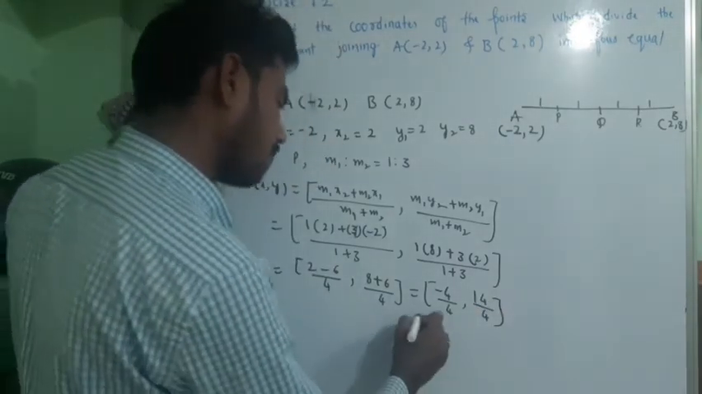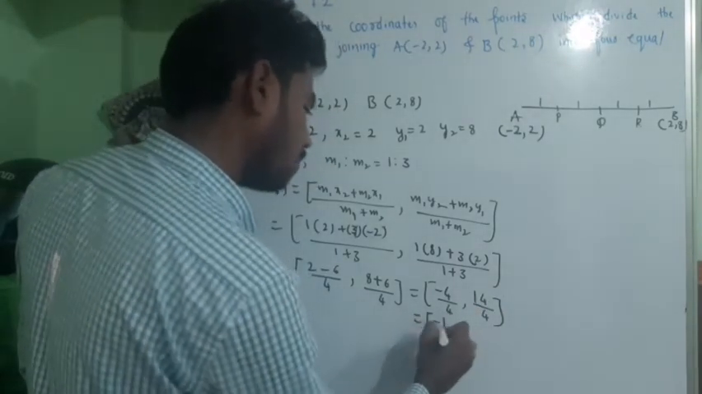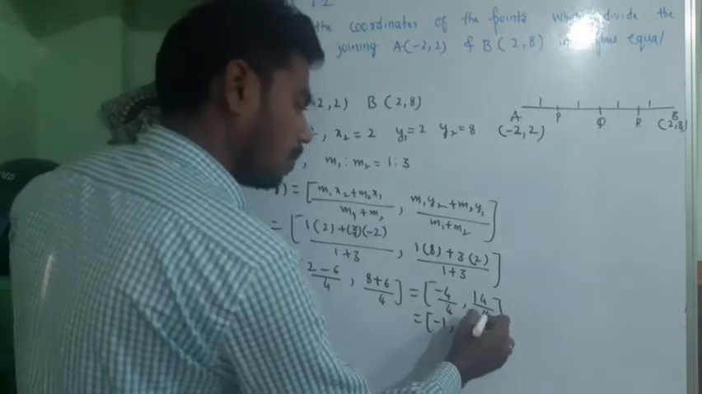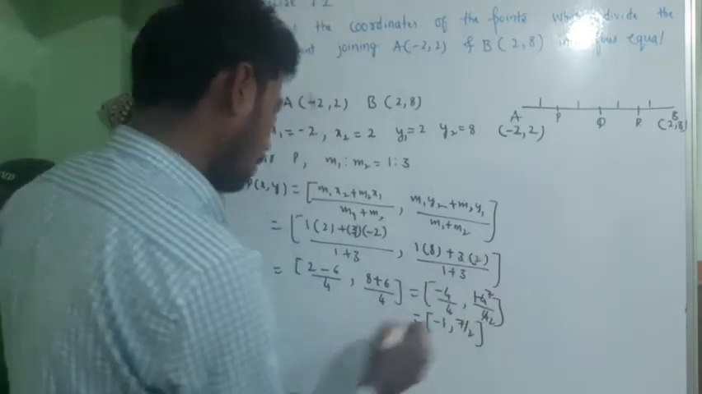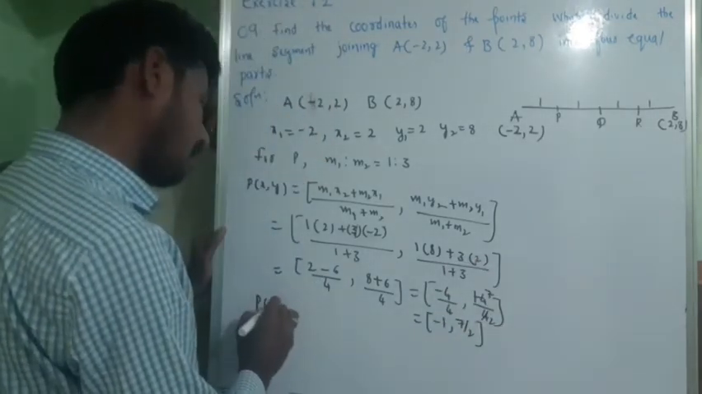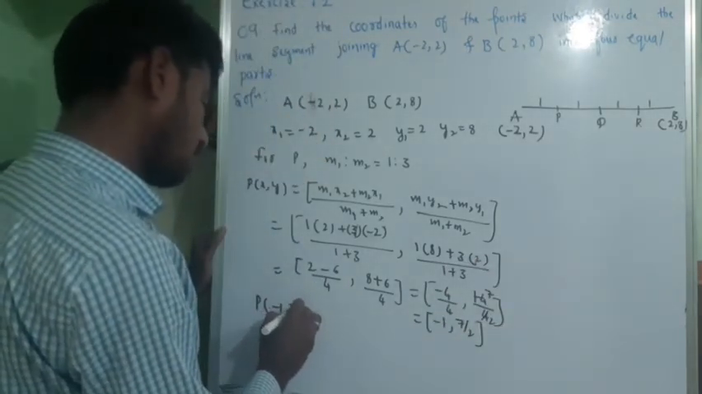Or else, minus 1, comma, 2 2s are 4, 2 7s are 14, so 7 by 2. So one point, P, is minus 1 comma 7 by 2.